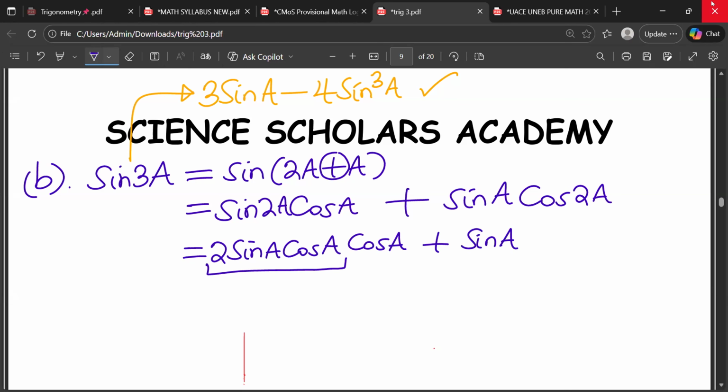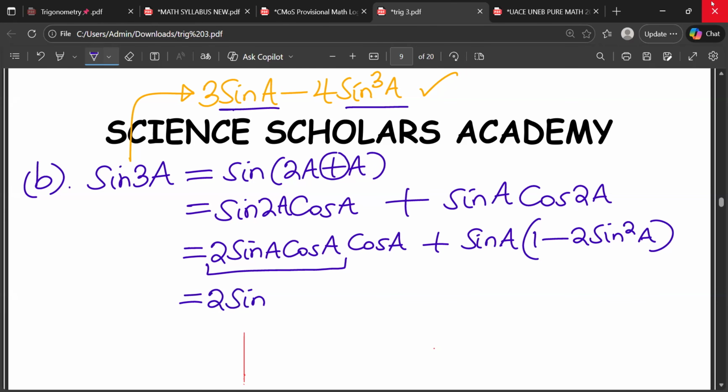Now the cos 2A, you know it has 3 forms, but we are choosing 1. Remember where we are going, it's only sine. So we shall go with the 1 minus 2 sine squared A, because it's the one that is having the sine. Like that, isn't it? So what do I get? I get 2 sine A cos squared A, plus sine A, then minus 2 sine cubed A, like that.